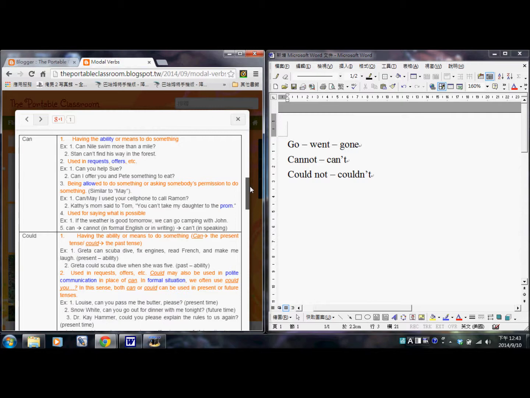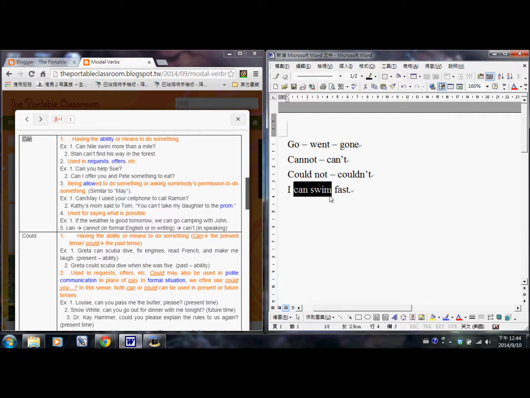Let's dig into details. How do we use can and could in sentences? Now first, we use can to explain the following situation. Number one, the ability or means to do something. So when I have the ability to do something, I use can. Like I can swim very fast. Not only I can swim, but I can swim very fast. That's my ability. You can see that I use can with the root verb to talk about my ability.